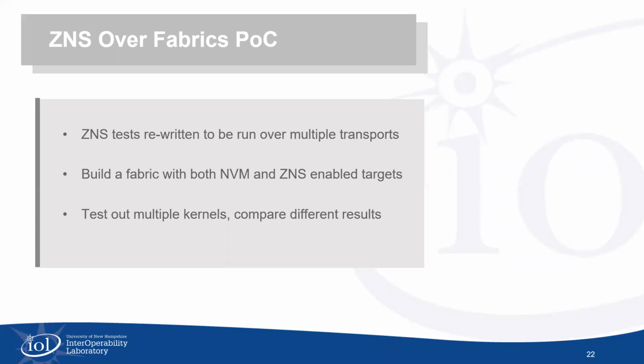We will basically try and set up a fabric with both NVM and ZNS enabled targets and try and connect them and make sure that they can see each other and we can actually run these tests. We're going to try and test out a couple different kernels. Our PC edition, as I said earlier, currently runs on 5.10, but we have noticed some limitations that don't allow us to run ZNS over fabrics on that same kernel. We've noticed that 5.19 seems to be a little bit better, but we would like to test a wider range with multiple drives and multiple systems to see what works best, and then go from there off that implementation.